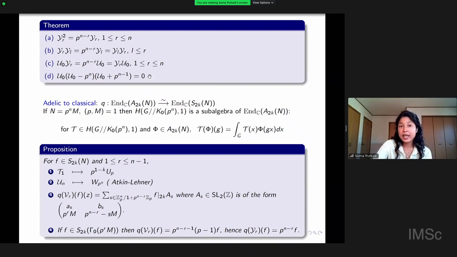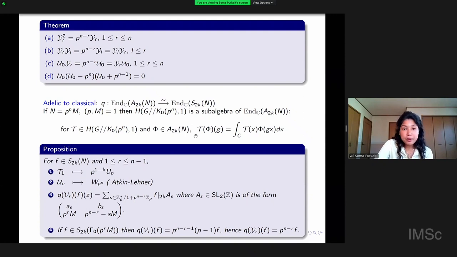And so the Hecke algebra elements that I defined, I can use them to get operators on S_2(K_n). This is the way it works. If you start with T in the Hecke algebra and phi in A_2(K_n), then T phi is given by this expression over here. So everything you can compute nicely.